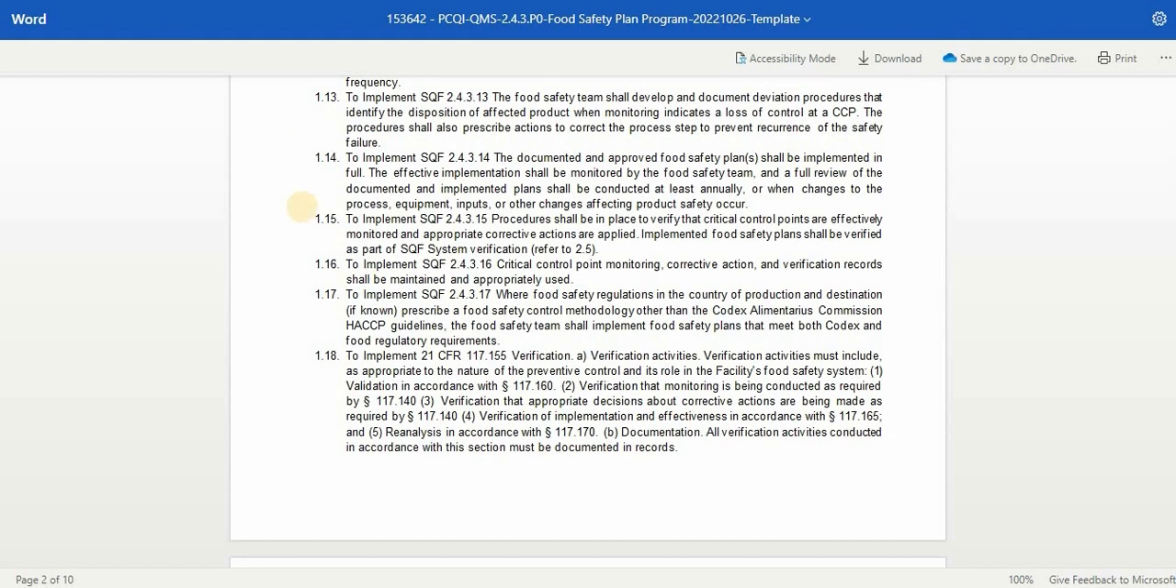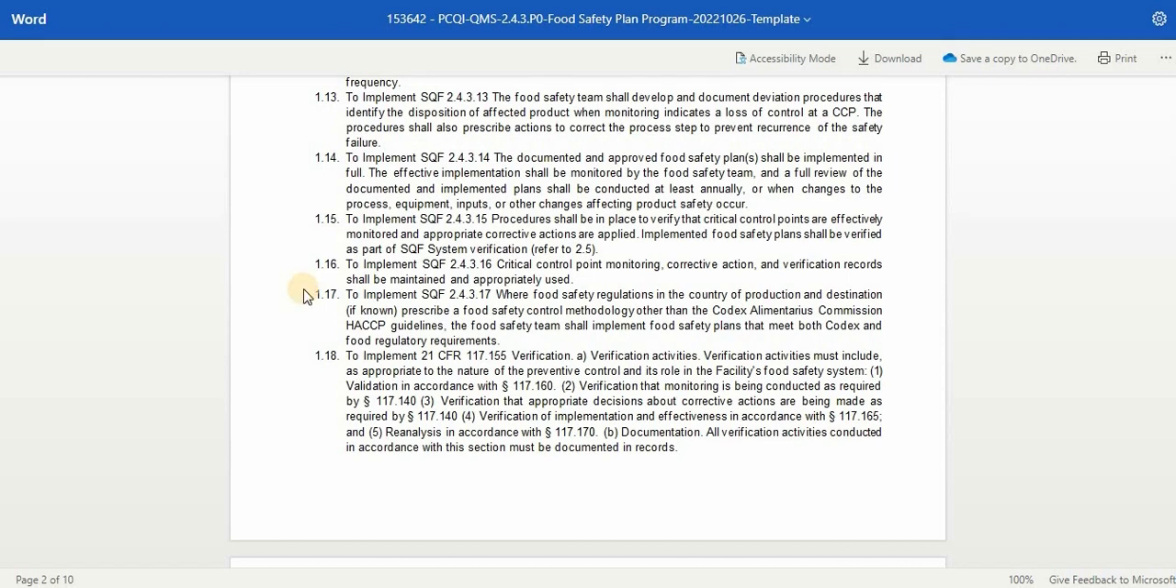15th, to implement SQF 2.4.3.15, procedures shall be in place to verify that critical control points are effectively monitored and appropriate corrective actions are applied. Implemented food safety plans shall be verified as part of SQF system verification. 16th, to implement SQF 2.4.3.16, critical control point monitoring, corrective action, and verification records shall be maintained and appropriately used.